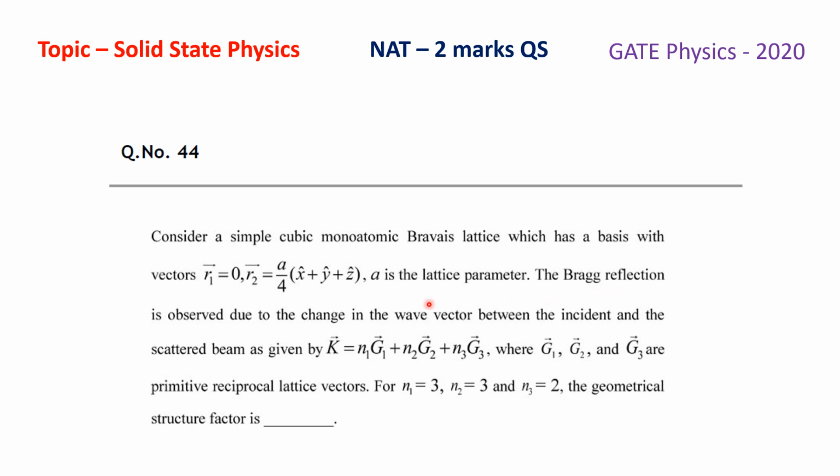The Bragg reflection is observed due to the change in the wave vector between the incident and the scattered beam as given by capital K vector equals to n1 times g1 vector plus n2 times g2 vector plus n3 times g3 vector, where n1, n2, n3 are the integers and g1, g2 and g3 vectors are primitive reciprocal lattice vectors. For n1 equals to 3, n2 equals to 3 and n3 equals to 2, the geometrical structure factor is, so we have to find the geometrical structure factor for this kind of lattice with this given n1, n2 and n3 values. Let us see how to solve this problem.